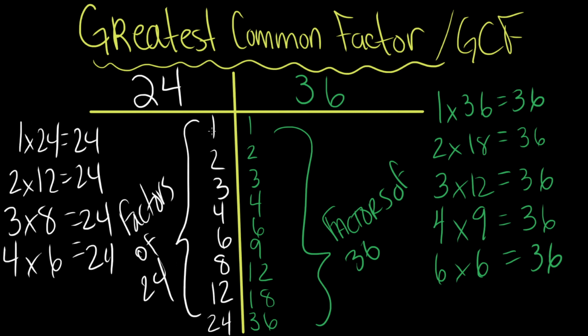Okay, so now we're going to look and we're going to say, what is the biggest number that they both share? It's not going to be 1. It's not going to be 2. It's not going to be 3. It's not going to be 4. It's not going to be 6. This one has a 9, but this one doesn't have a 9. 24 has a 24, but 36 doesn't have a 24. I see both of them have a 12. So the greatest common factor between 24 and 36 is 12.